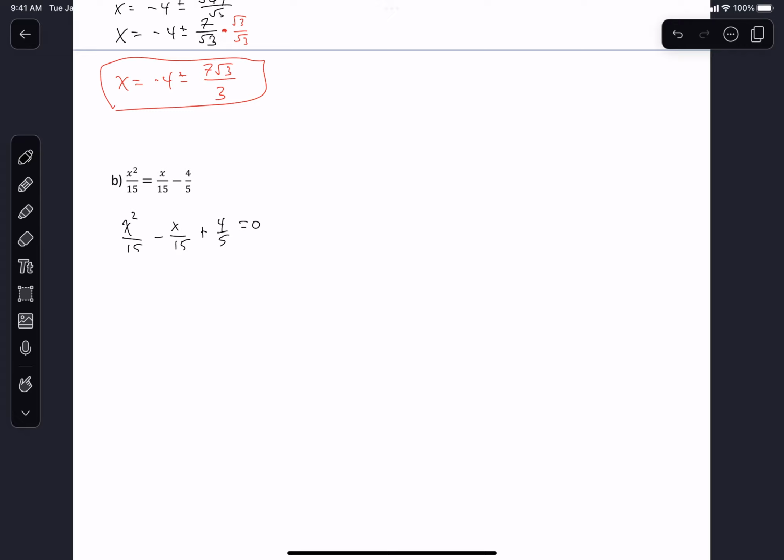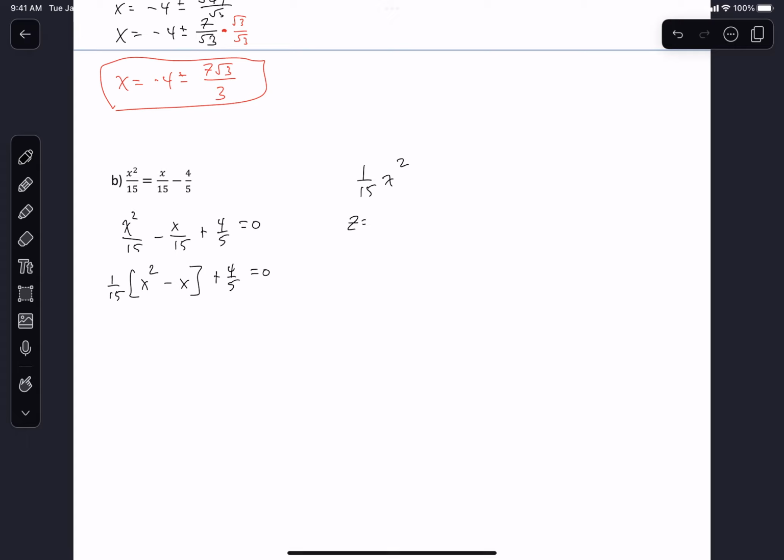Now I'm going to complete the square, but first I have to get rid of the 1 over 15th coefficient in front of x squared. So I've got to factor that out. So I'm going to get 1 over 15 times x squared minus x plus 4/5 is equal to 0.